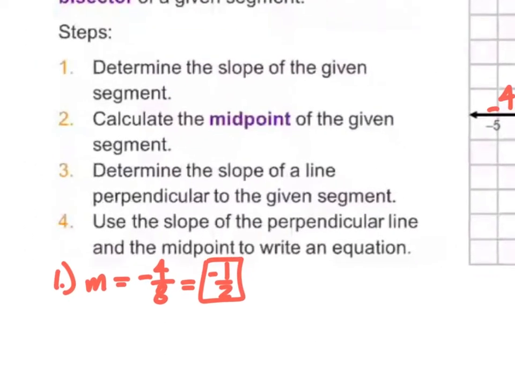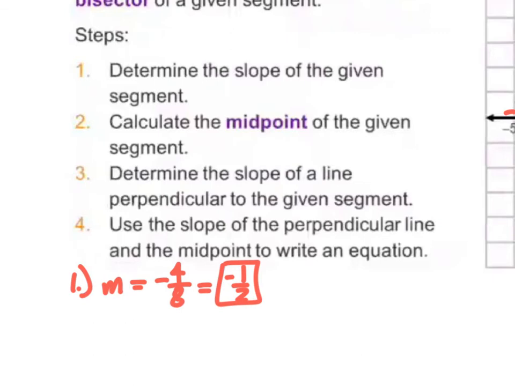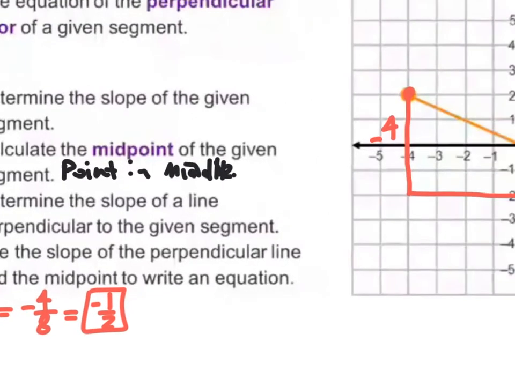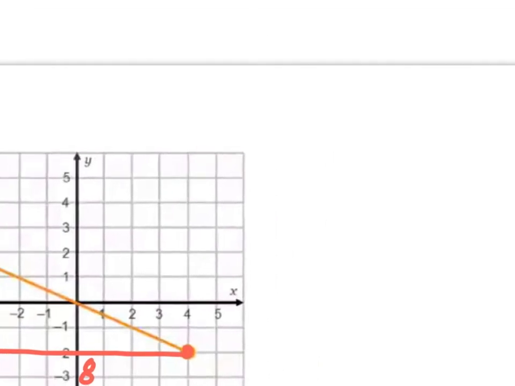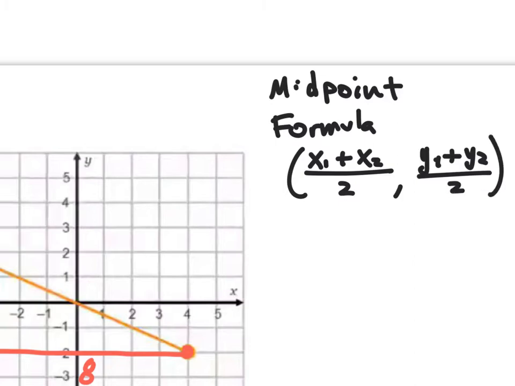Now the next thing it wants us to do is to calculate the midpoint of the given segment. The midpoint is the point in the middle, hence the name midpoint. I'm going to write: it's the point in the middle. Now, the next thing I want you to do is copy down the midpoint formula. The midpoint formula is x sub 1 plus x sub 2 over 2, comma, y sub 1 plus y sub 2 over 2.